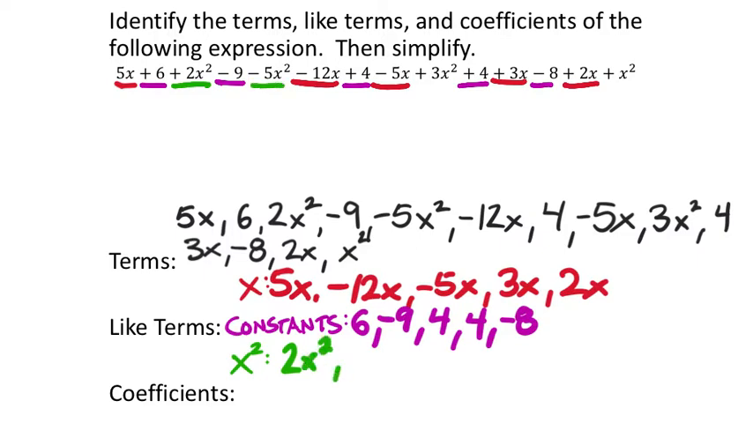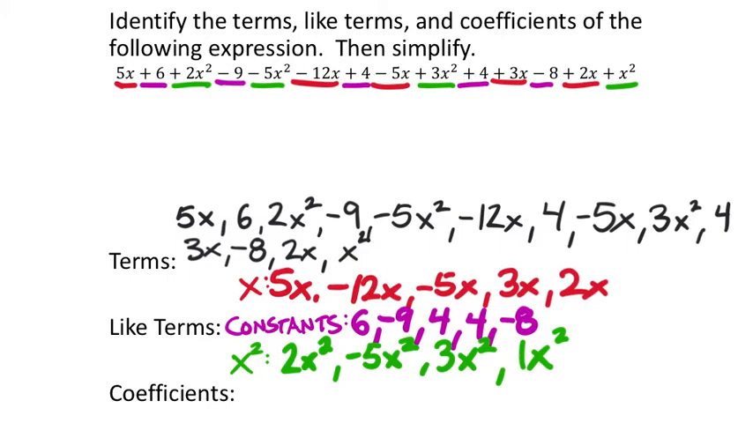Next up, I got a negative 5x squared. Then this positive 3x squared. And then finally, it shows x squared. Just to emphasize, the coefficient there is a 1. I'm going to show it. It's a phantom 1, but I'm showing it. All right, so there's my like terms.